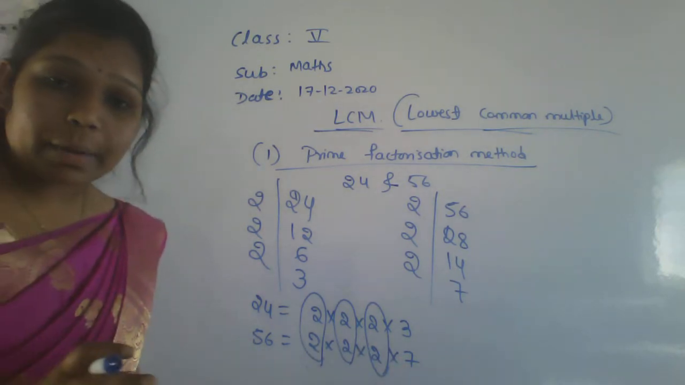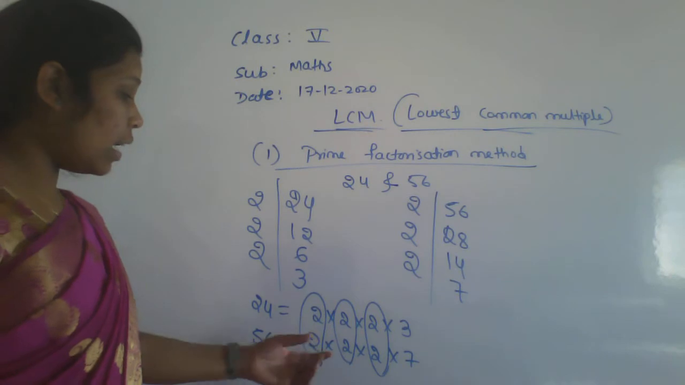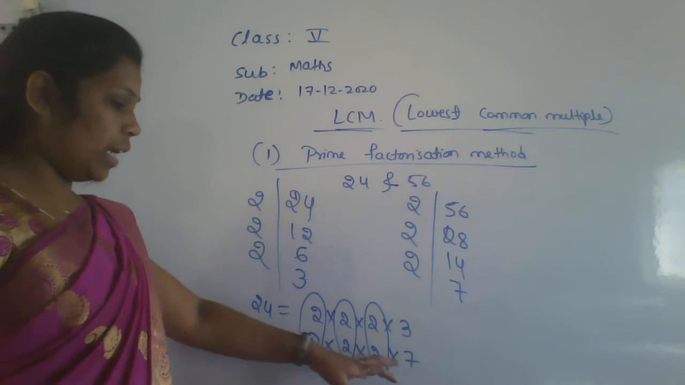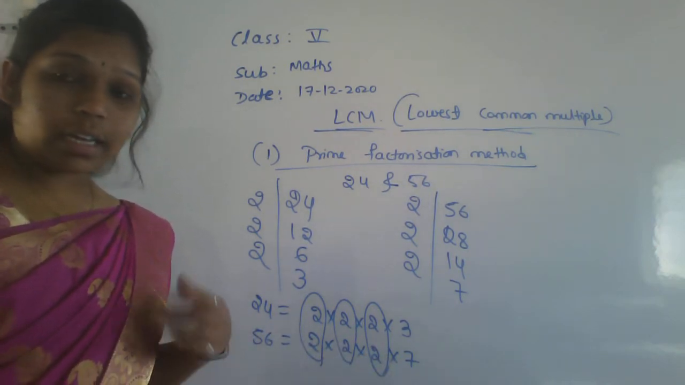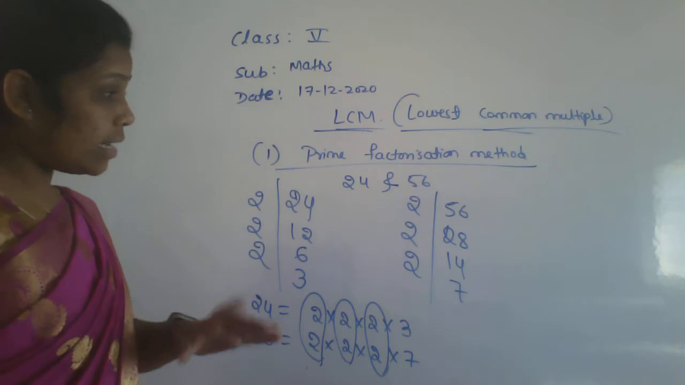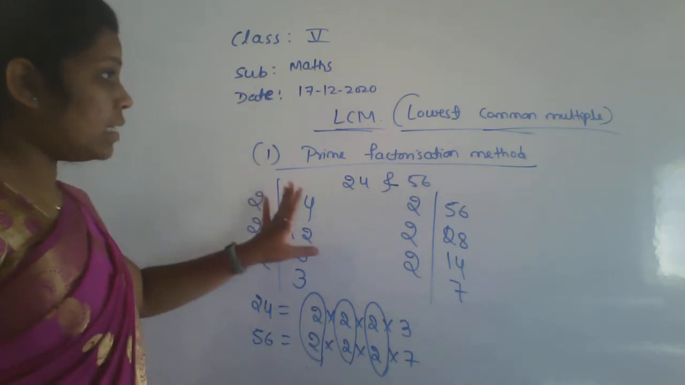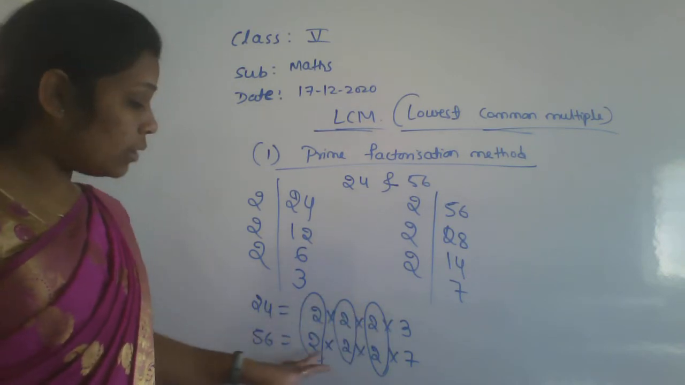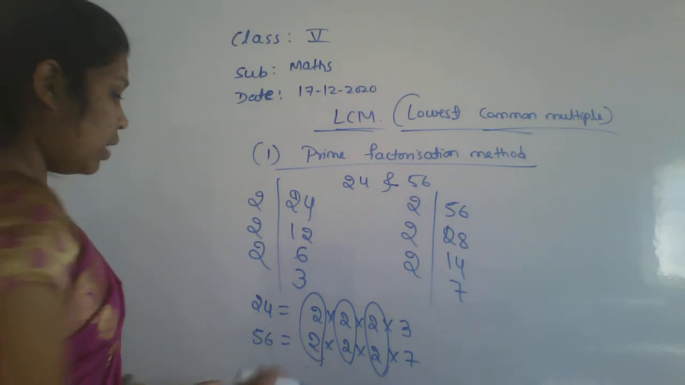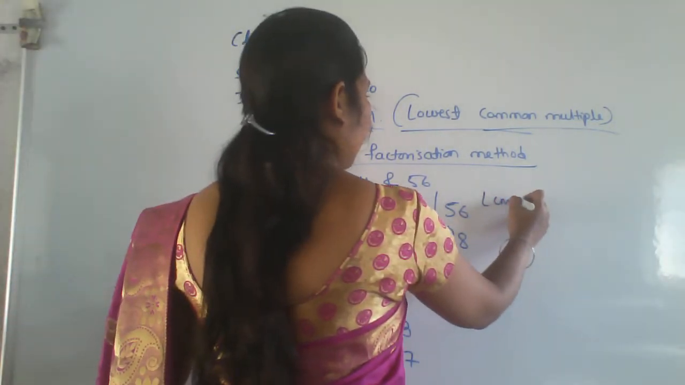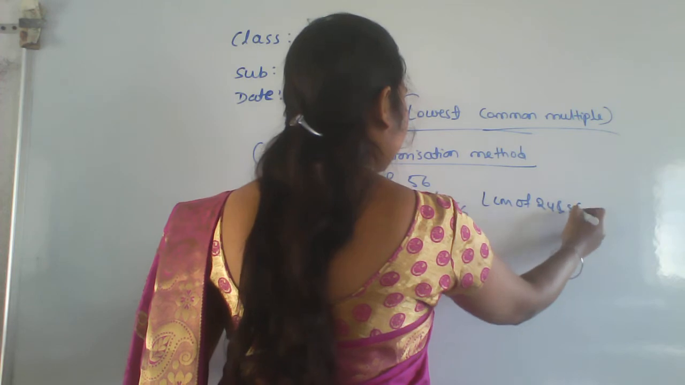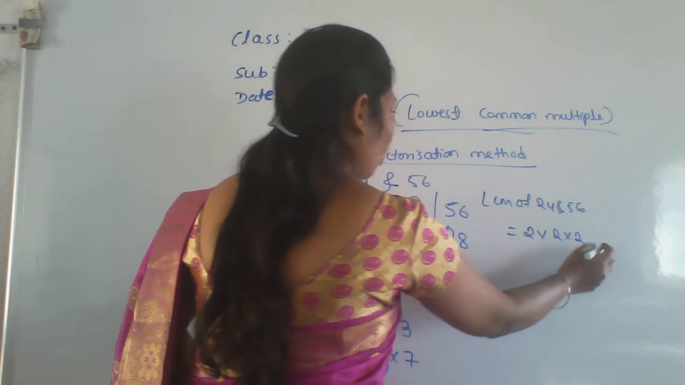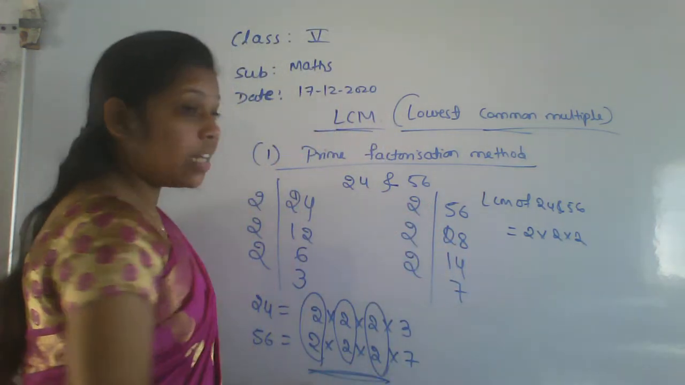In the HCF, you take only the common numbers and multiply: 2 into 2 into 2, that is 2 4s are 8. So 8 is the HCF. But in the LCM, for common numbers you take only one of each. If you do only this much, that is the HCF.